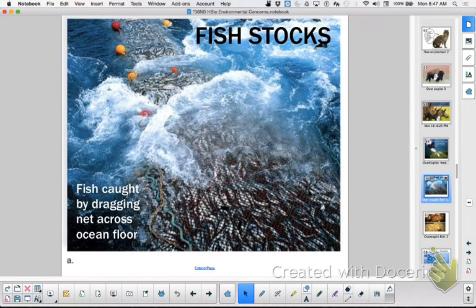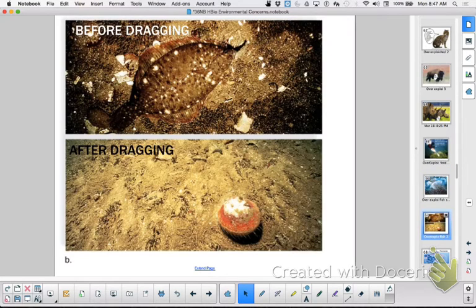Fish stocks. So one way to catch fish is you take basically a chain link fence and drag it across the ocean floor. How would that help them catch fish to drag that chain link fence across the ocean floor? You get the fish, right? Yeah, it stirs everything up. So here you can see before dragging, after dragging. Again, same idea when we talked about mining, where you just go through and scrape it and scalp it. You're doing that same thing. You're disrupting that entire ecosystem.